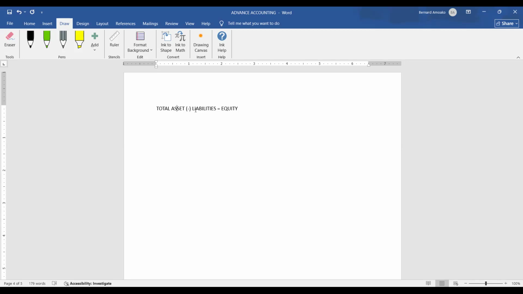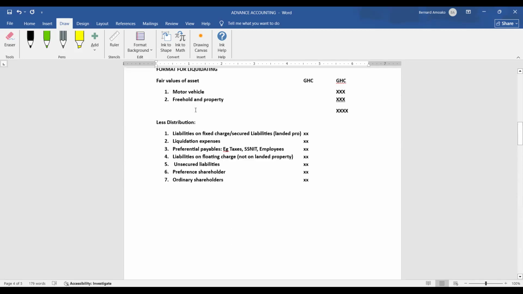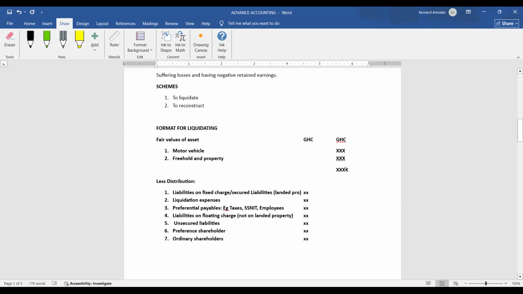Okay. All right. So after fair valuing your assets, you put them together, and this is the total. Then you come down and write less distribution. Now, this distribution is how you might want to spend these funds. One. The first one is called a liability on a fixed charge, or secured liabilities. That is called landed properties. Landed properties. Okay, so let me put them here very well.